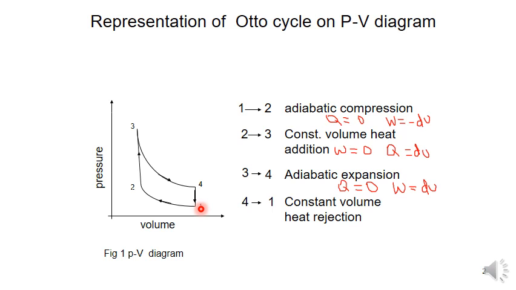So there is a decrease in the entropy due to heat rejection. The internal energy also decreases. So W is equal to 0. So Q is equal to du.